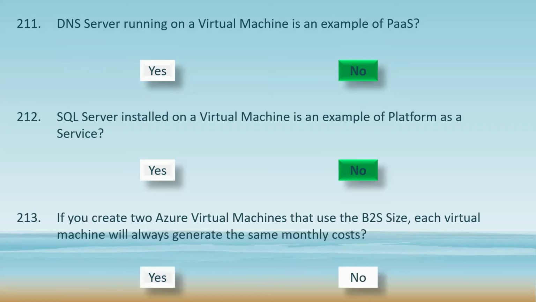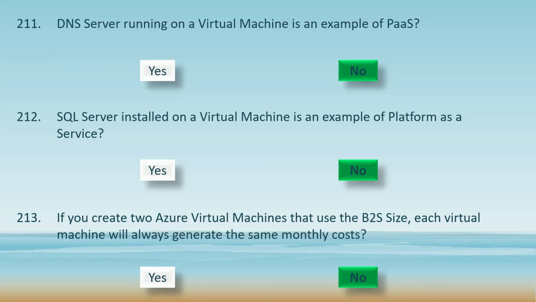Next statement is, if you create two Azure virtual machines that use the B2S size, each virtual machine will always generate the same monthly costs. Creating two Azure virtual machines that use the B2S size does not necessarily mean that they will generate the same monthly costs. While the base cost of the virtual machine may be the same due to their identical sizes, other factors can influence the monthly cost for each VM.